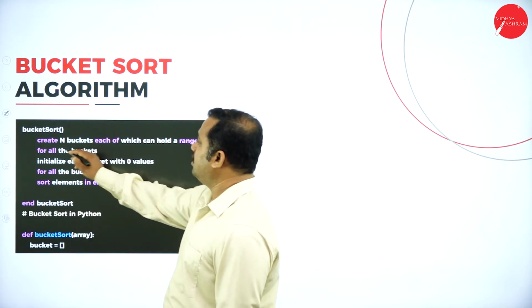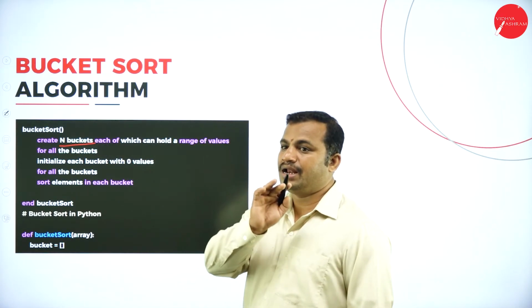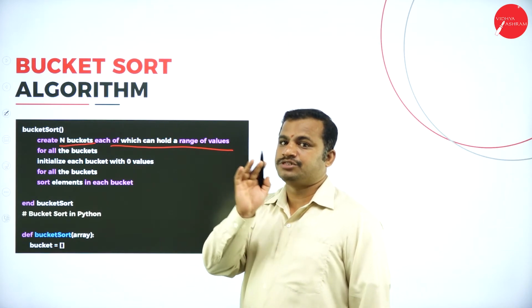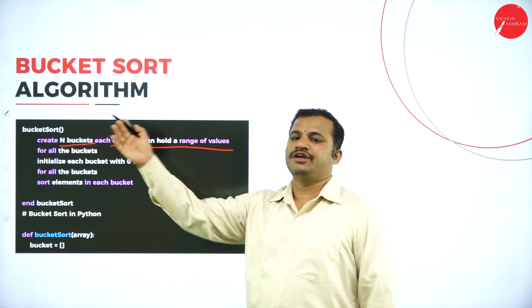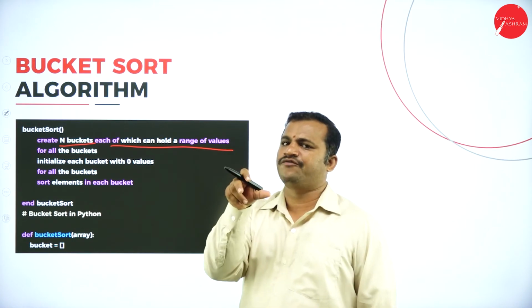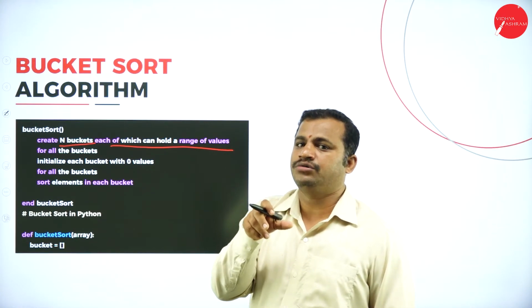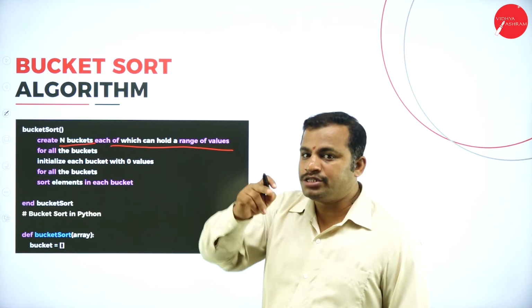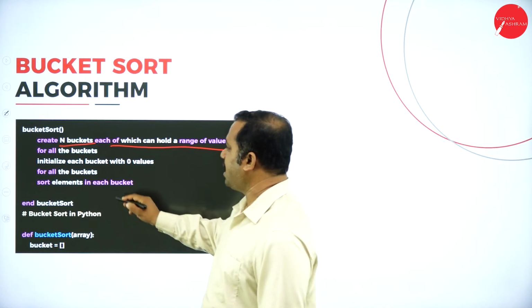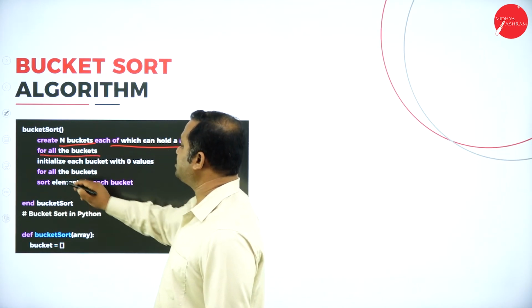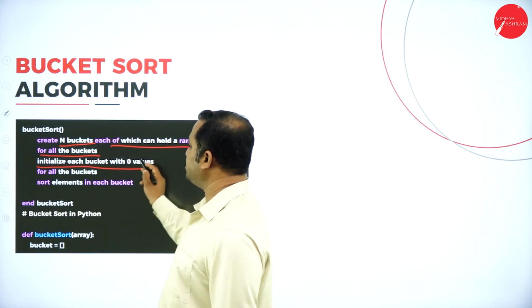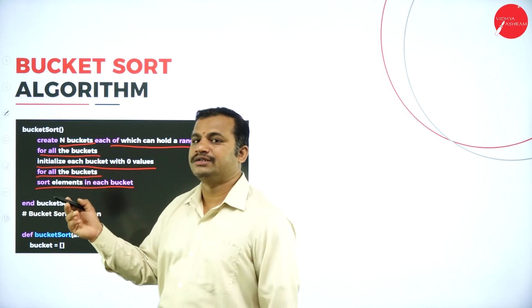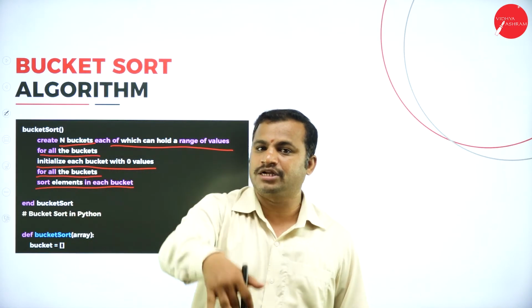In this bucket sort, let me create the buckets initially, n number of buckets, each of which can hold a range of values, that is varying from 0 to 5, 5 to 10, 10 to 15, the range or interval of values in which you are going to find the items within that range in some buckets. Initialize each of the buckets with 0 values. For all the buckets, sort the elements in each bucket using any of the sorting techniques. Sorting technique within another sorting technique.